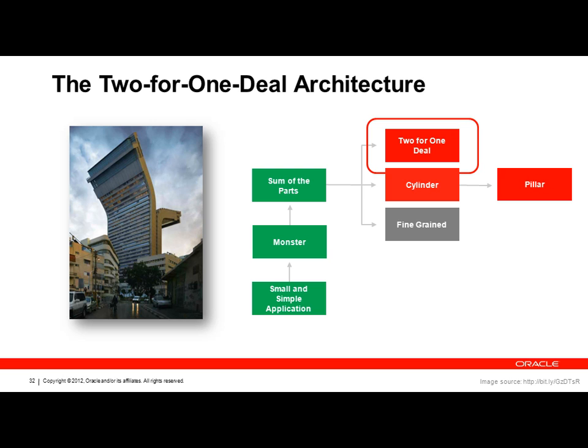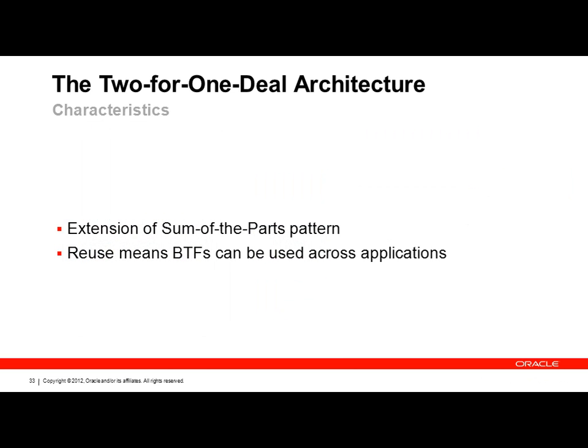Now let's talk about an extension of the sum of the parts pattern. So the sum of the parts pattern really allows us to start to realize, oh, we've got a whole bunch of different things we can achieve. And we're going to look at the 2-for-1 deal architecture, which is a derivative of the sum of the parts. Okay, the 2-for-1 deal architectural pattern basically realizes that once you start putting bounded task flows out into their separate workspaces, you can start to reuse those bounded task flows across applications.